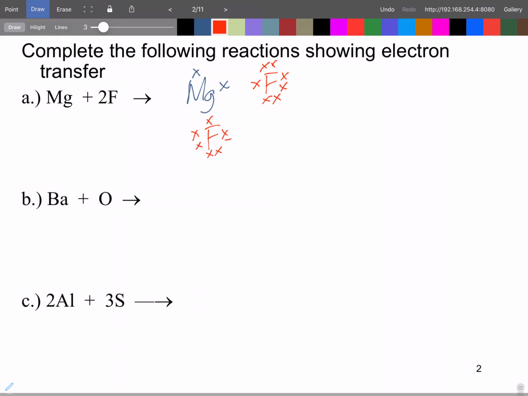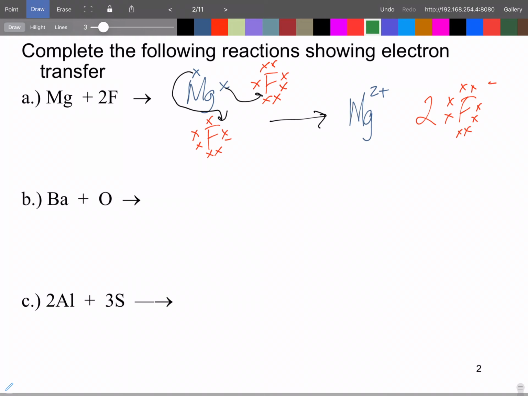So what's actually going to happen is the electrons from magnesium are going to be transferred. So the magnesium will end up being a 2+, and the fluorides will end up being complete octets so that the charges balance out. So that's basically how that one works.